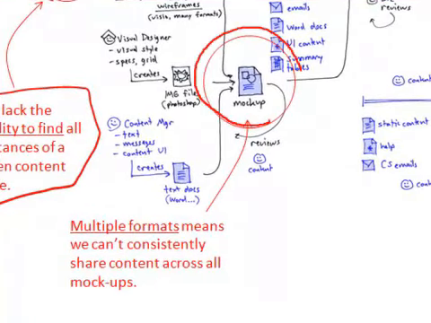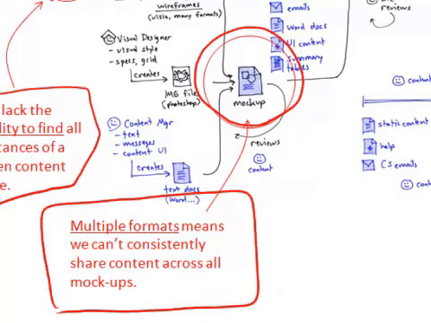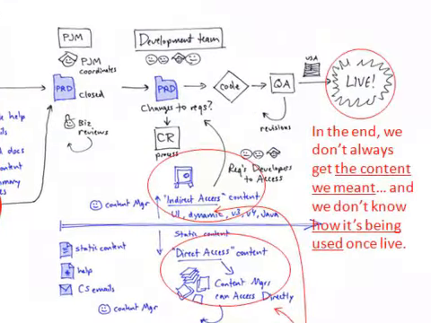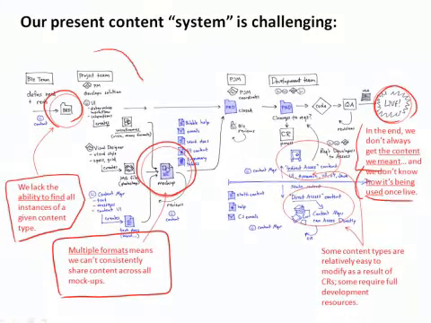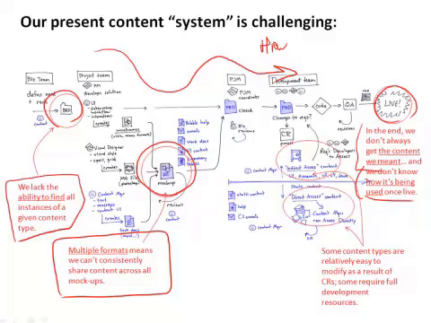Remember when we walked through these multiple formats? Multiple formats means we can't consistently share content. Lots of challenges, and in the end we don't always get the content we meant to, and we don't even know how it's being used once it's live. So here our flowchart, which is an accurate model of the process of how content works, is complicated. Because the process is complicated, it becomes difficult to read, so we have to show our viewer how to go through it and make sense of it.